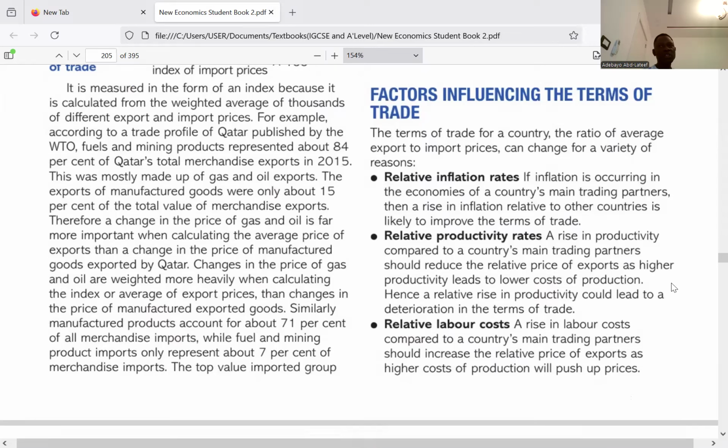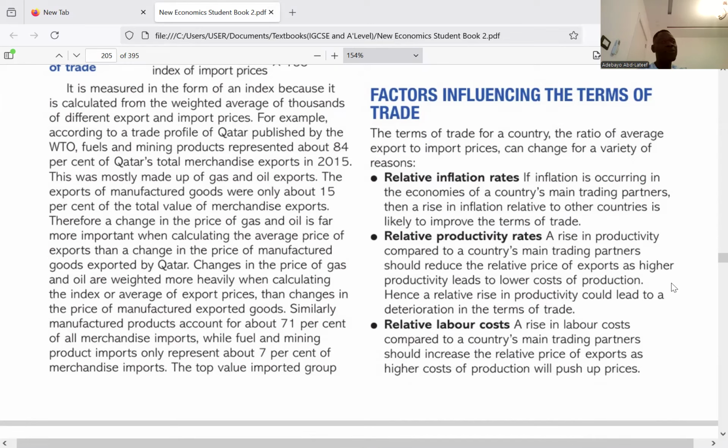When we talk about inflation, inflation is a persistent rise in the price of goods and services over time. So relative inflation rate, they said, if inflation is occurring in the economies of a country's main trading partners, then a rise in inflation relative to other countries is likely to improve the terms of trade. So if inflation continues to occur in those you're trading with, it simply means those countries are likely to have an index that will continue to rise over time because the value would increase.